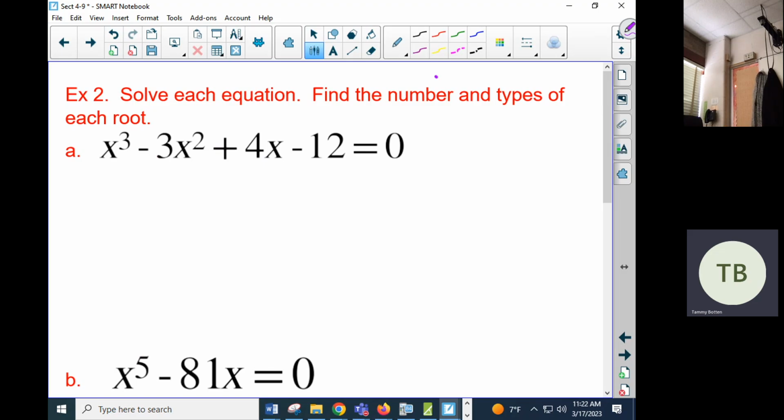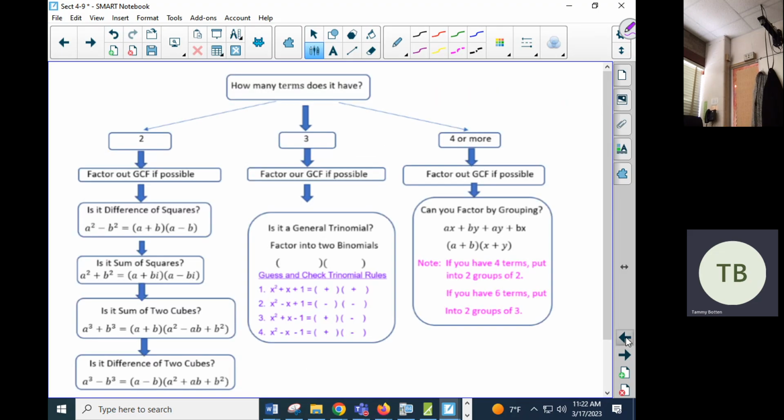Now, I actually should go back and show you guys this again. You guys have this cheat sheet. I don't think this is on your cheat sheet, which is good. We've done difference of squares. In this section, we won't do these 2.